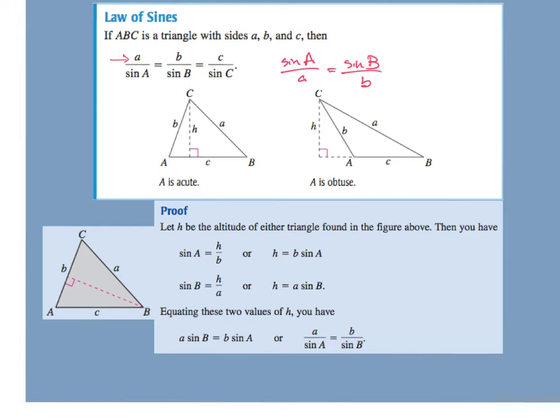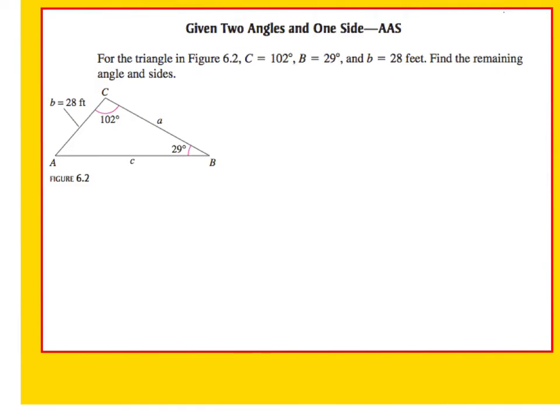And if you'd like to, you can look at the proof right down here of how it's actually proved. It deals with opposite over hypotenuse, just like what we've done before to make that extended proportion. This one has a nice picture drawn for us. It tells us that angle C is 102 degrees, angle B is 29 degrees, and side B is 28. We need to find the remaining angles and sides.